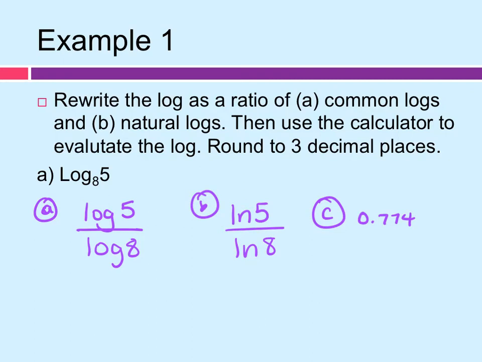So if you saw a question like this on Thursday's quiz, it would just ask you to write it as a ratio. It's not going to ask you for the last step. So it could say, write it as a ratio of common logs, write it as a ratio of natural logs. Obviously, you're not going to be able to do C, where you actually find it.